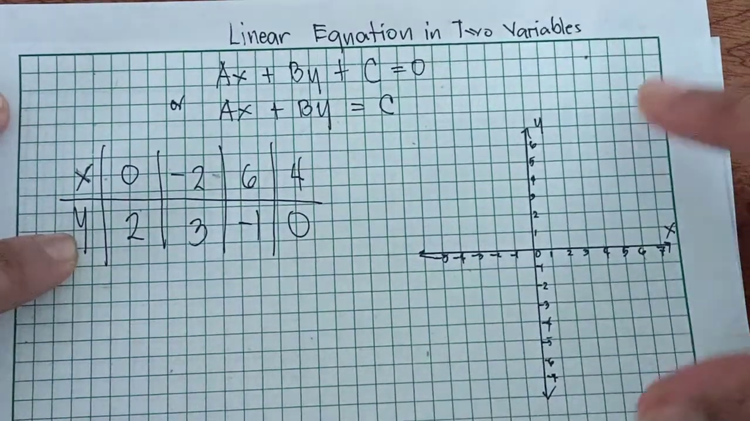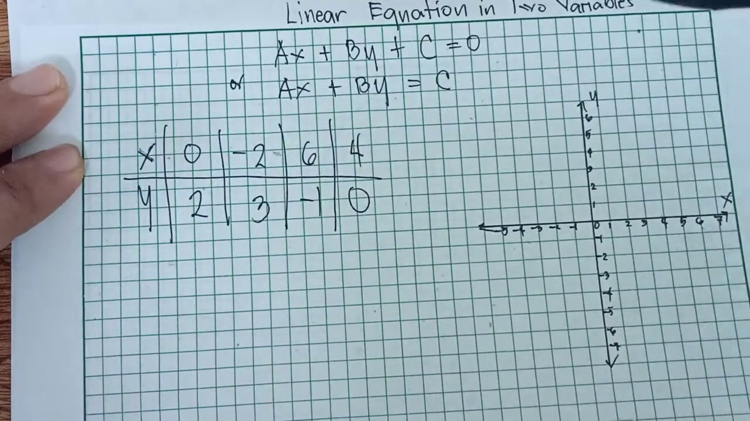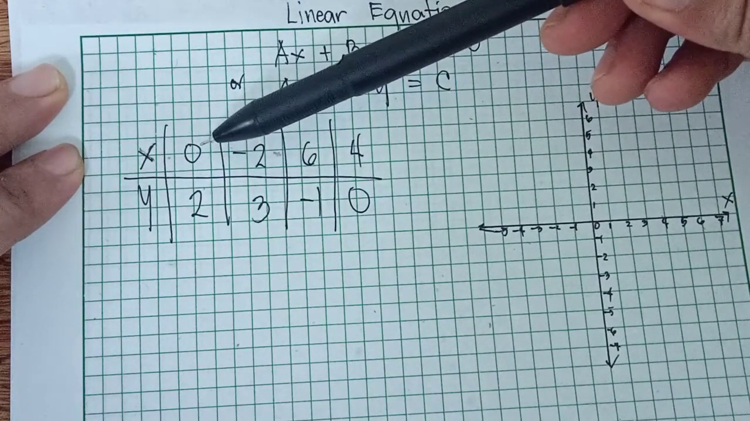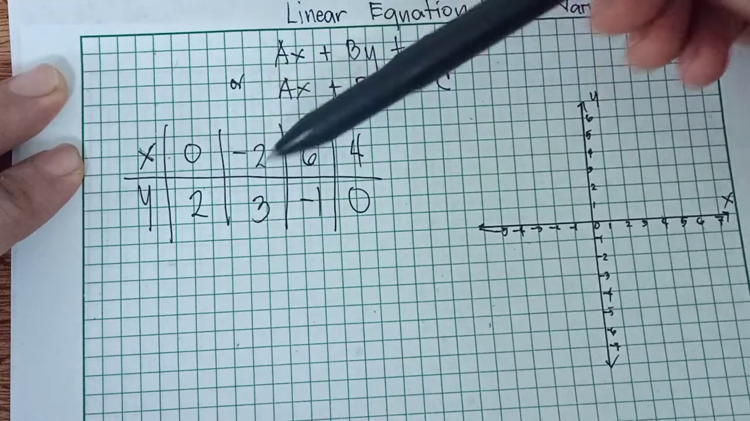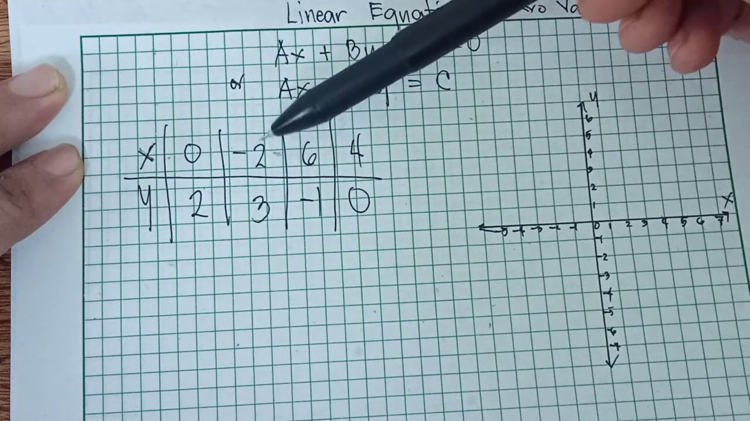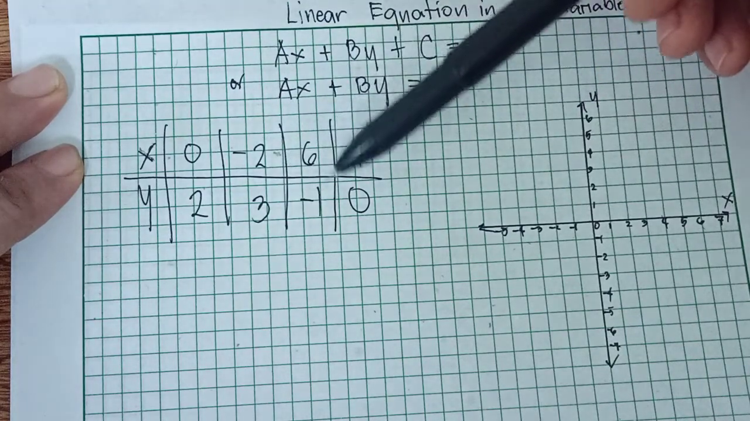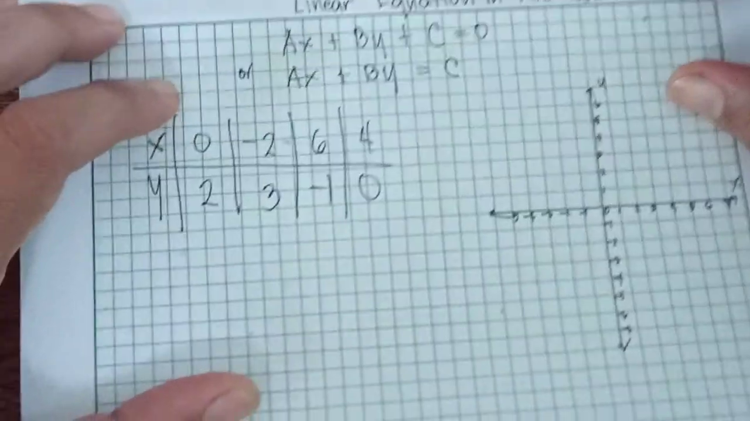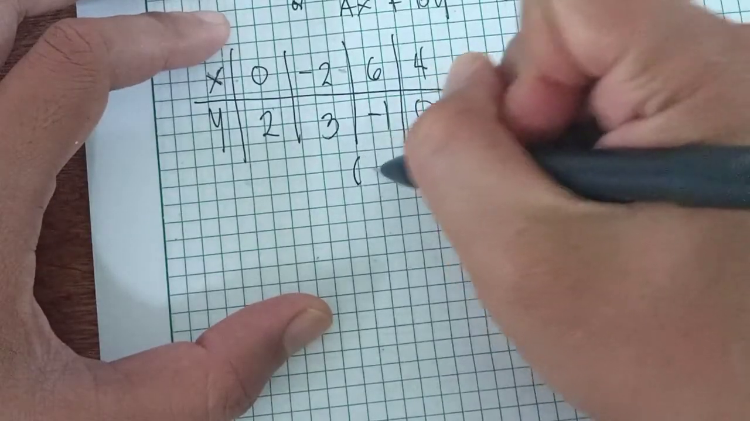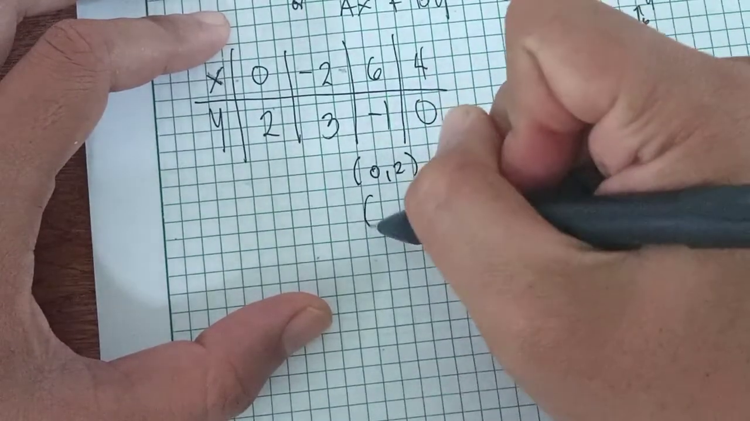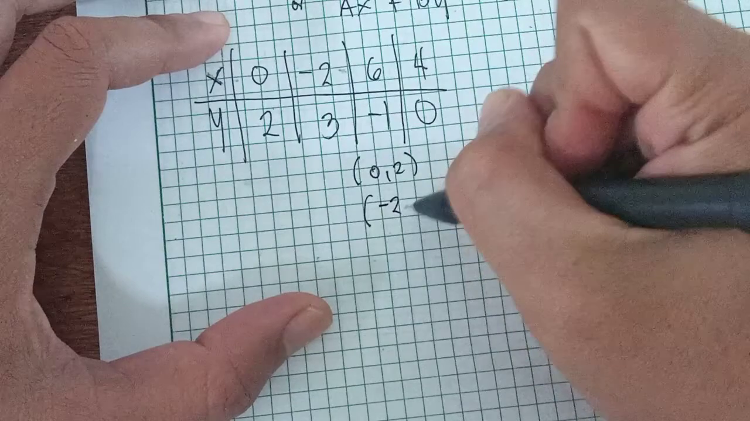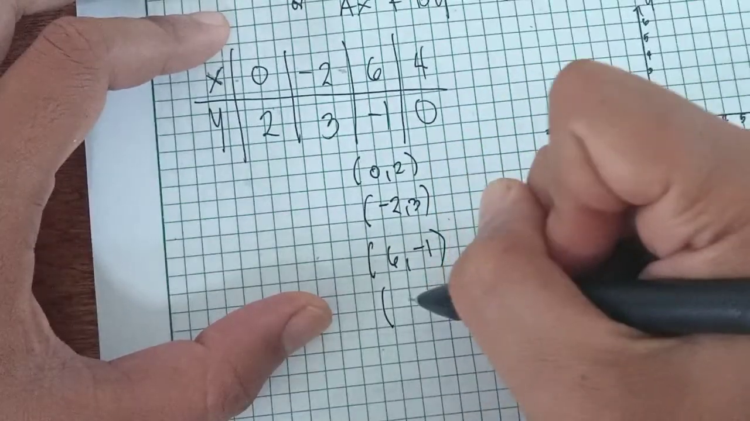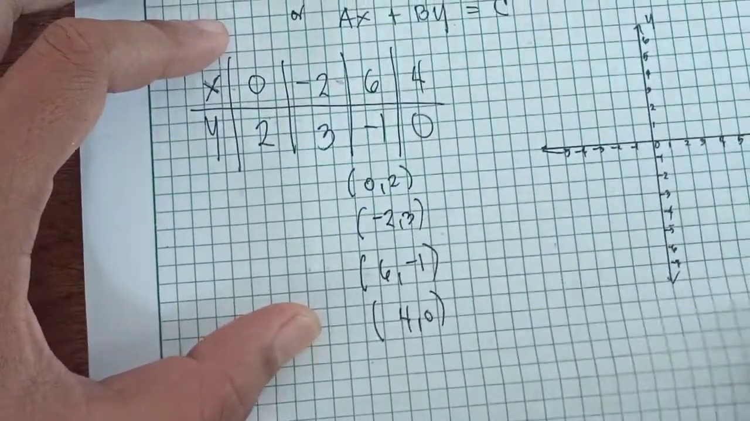Okay, let us continue. So I have here the graphing paper. Again, the values we have for x and y are 0, 2; negative 2, 3; 6, negative 1; 4, 0. So, how are we going to plot these points? Again, the first point is 0, 2. The second point is negative 2, 3. The third point is 6, negative 1. And the last is 4, 0.